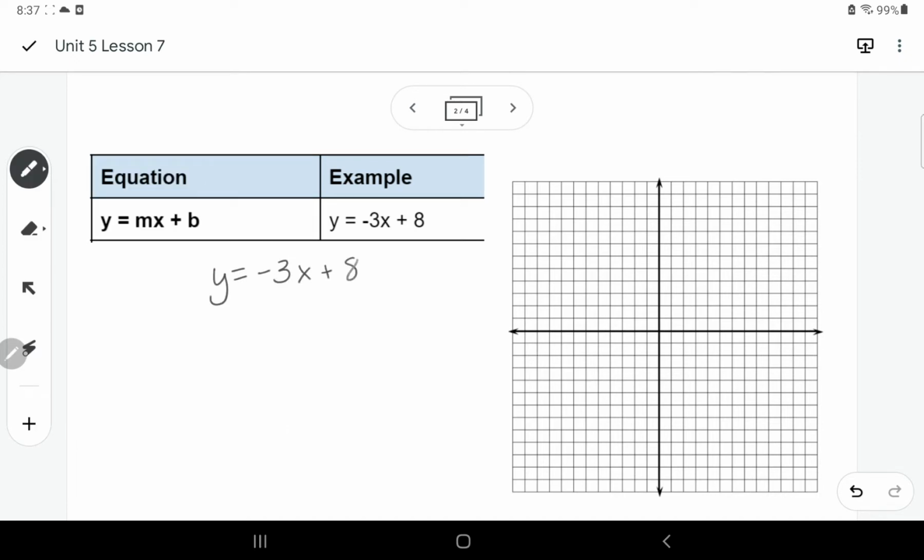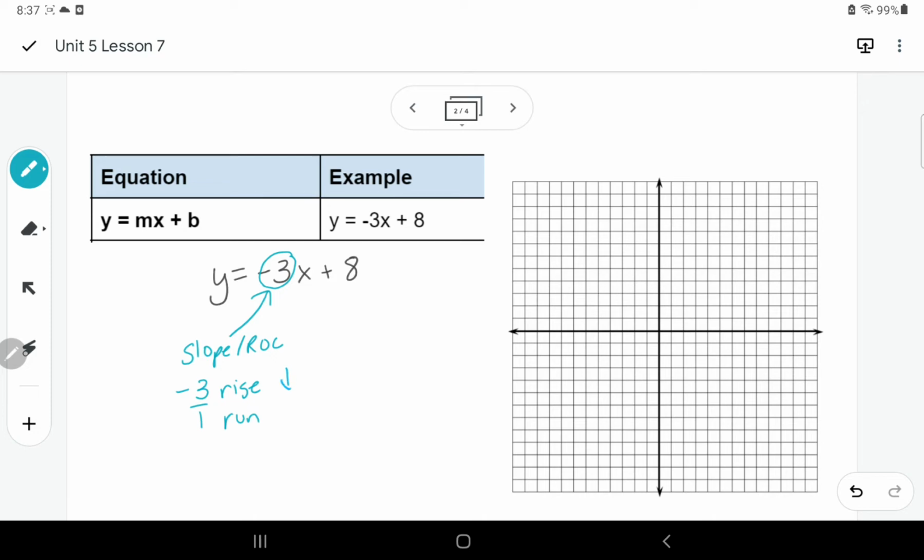So for this one, if I take a look at this, I have two important pieces here. So this is my slope or rate of change. So -3 over 1. I always want it as a fraction. So this is my rise over run.